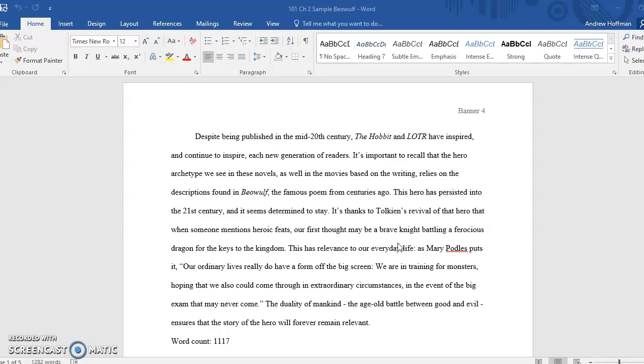So we have the middle body, the main body, the arguments there, and then the conclusion here. Remember, there's three things we're trying to do in the conclusion of an essay: restate the thesis, step back and look at the big picture, and provide a clincher.